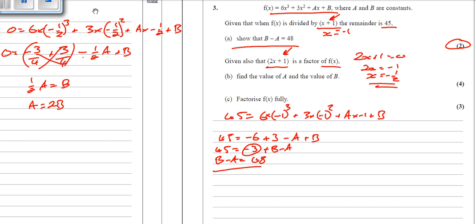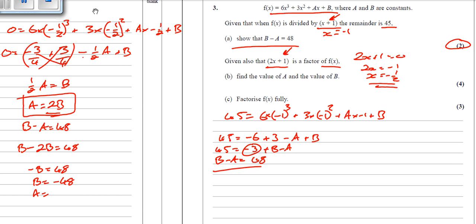So now we've got to work out what a and b are. So I know that a equals 2b, and I know that b take away a equals 48. And if a is the same as 2b, then b take away 2b equals 48. So b take away 2b is going to be minus b equals 48. Then b equals minus 48. And we know that a, going back to this thing here, is 2 lots of b. So then a equals 2 lots of minus 48, which is minus 96.